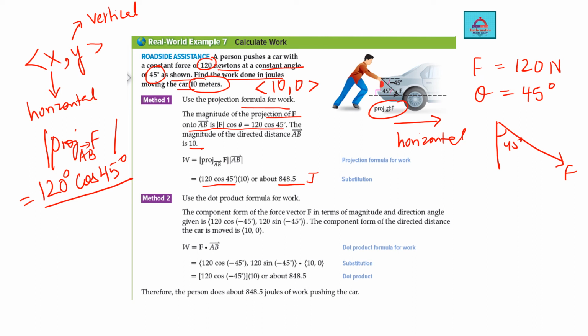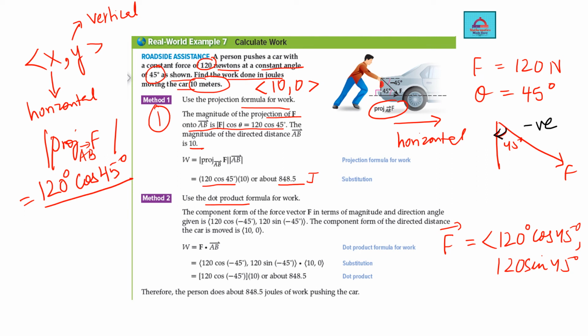Okay, there's another method. The first method used the projection formula. The second method uses the dot product. So you can also take the vector dot product. If you take the first vector as the force, look here carefully, then its components would be 120 cos 45, 120 sin 45. Now if you look carefully, the angle is clockwise. When the angle is clockwise, the angle is negative. That's why cos will be minus 45, sine will be minus 45.